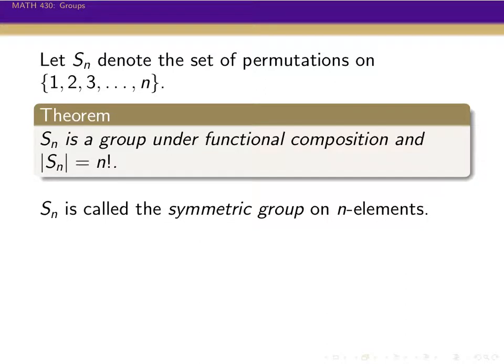So Sn, now that we know that it is a group, we're going to call it the symmetric group on n elements. Symmetric is sort of saying this is all the possible things. If you have n things in space, these are all the possible symmetries between them, of sort of mapping them between each other.